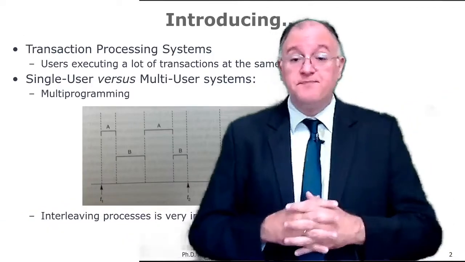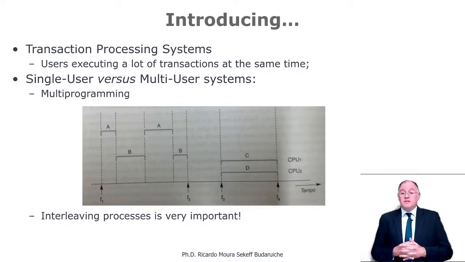Okay, so let's start. We're starting by talking about the interleaving process. The interleaving process is very important. Database systems work like an operating system. The user requests tasks or jobs to the operating system, and it will manipulate these requests by interleaving them and managing all the computer resources like printers, memory, data bus, CPU, buffers, etc.